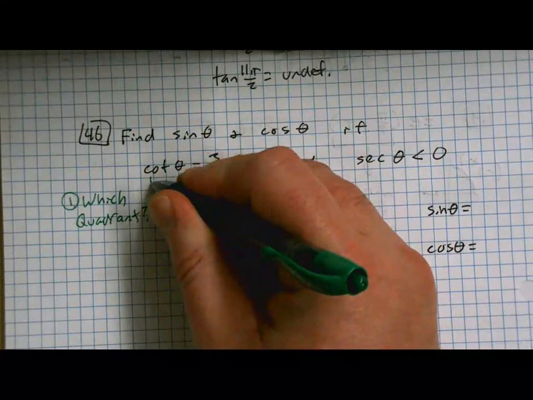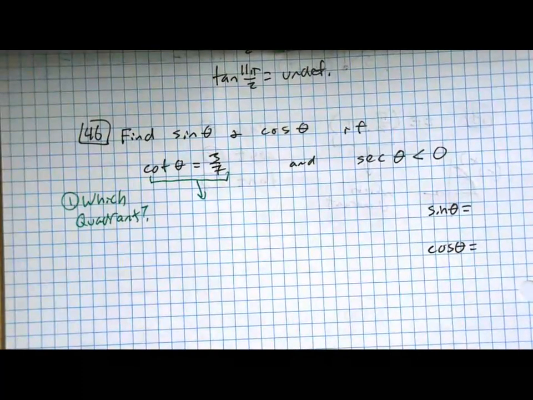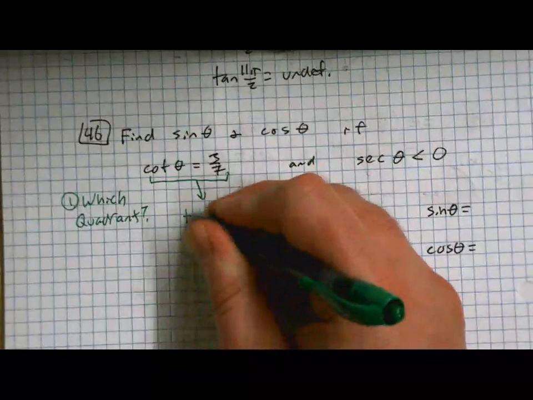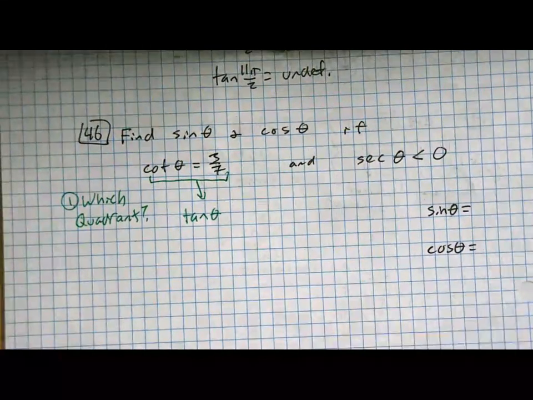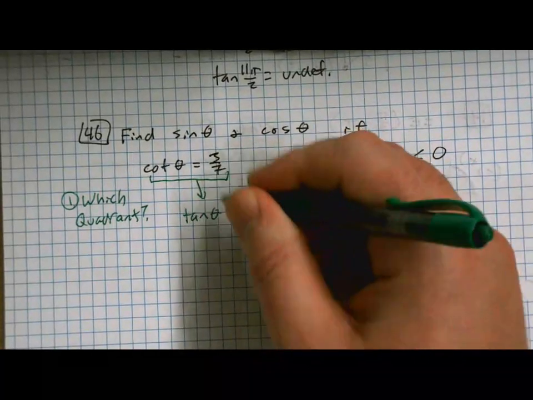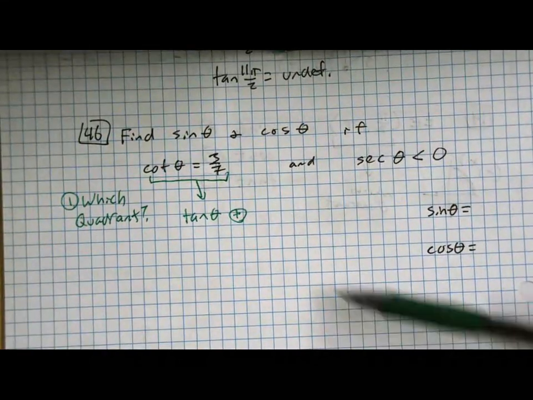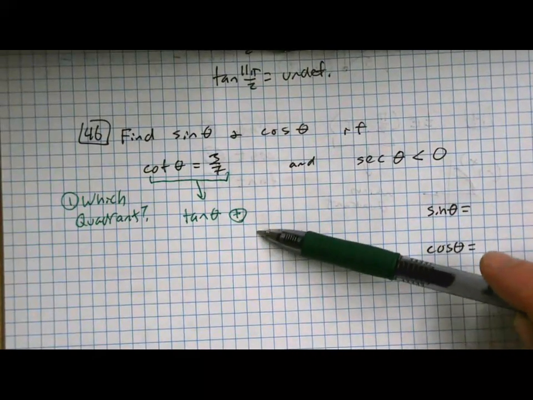So this piece of information right here tells me, if cotangent of theta is 3/7, then what do I know about the tangent of theta? I'm not interested in numbers here. All I want to know is, is tangent theta positive or negative? It's positive. It has to be, right? If cotangent's positive, then tangent has to be positive. So the first piece of information that I pull out of this is that the tangent of theta, wherever theta is, is positive.